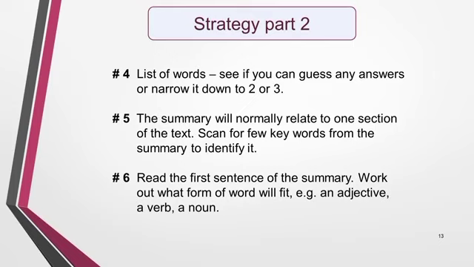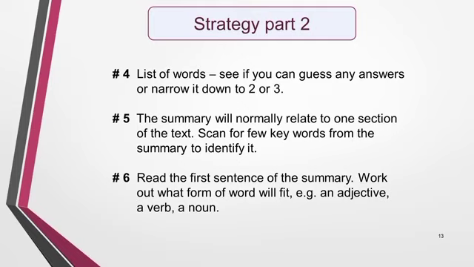The summary will normally relate to one section of the text, probably 2 to 3 paragraphs. Your next job is to identify this. Pick out a few key words from the summary to scan for. Names, numbers, places and dates are ideal if there are any, as these will be easy to spot. Remember that synonyms could be used. When you've made your selection, scan for them.